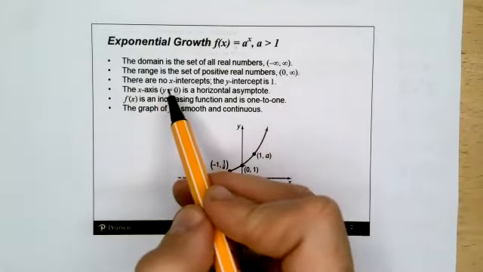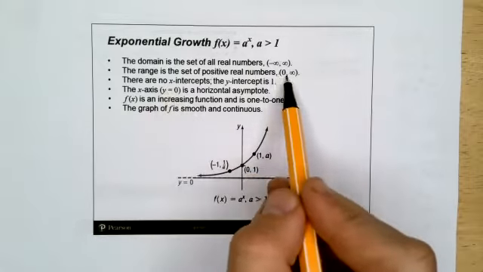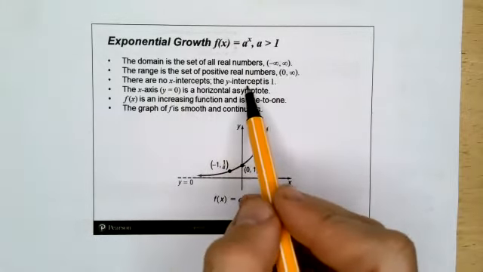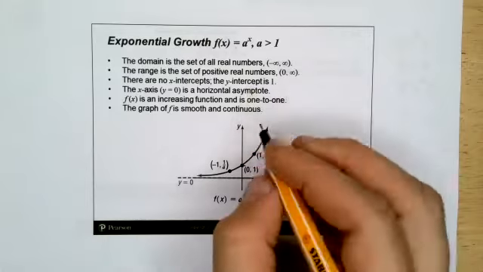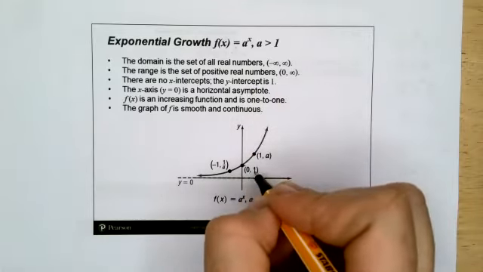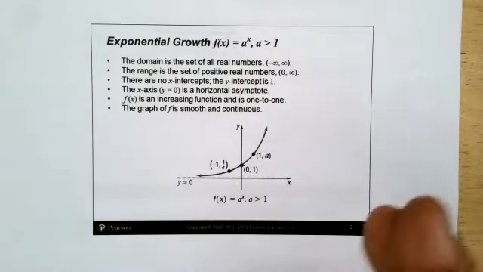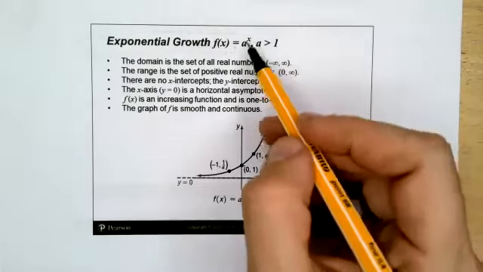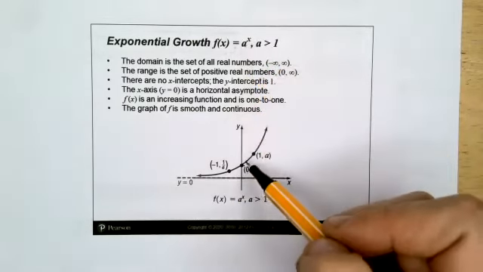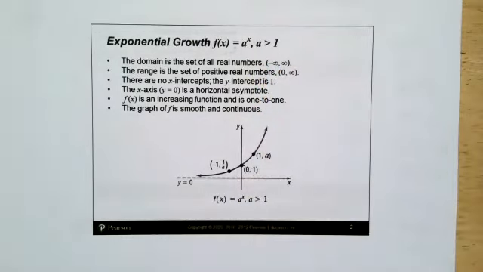We see that there are no x-intercepts. It will never cross the x-axis. That's why this is 0. And the y-intercept is always 1. So you will always have the point (0, 1) on the graph of exponential growth if it's not transformed in any way, because no matter what a is, if you raise something to the power of 0, the answer is always 1. The x-axis is a horizontal asymptote. If you look to the left, we approach 0, we never reach 0 on the y-axis.